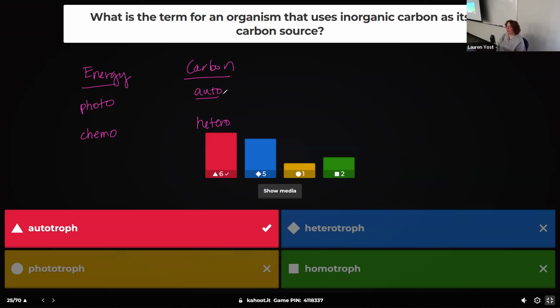They can also be something called lithotrophs. Lithotrophs get inorganic carbon from rocks and stuff like that. I'm not going to test you on that. You know, I'm going to test on it. You have to know these. But there are other combinations.